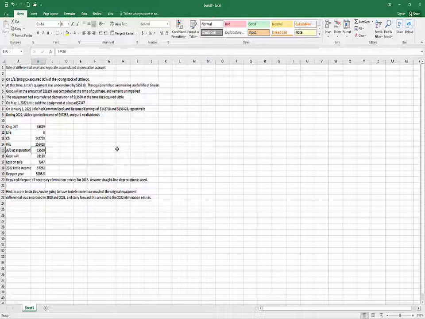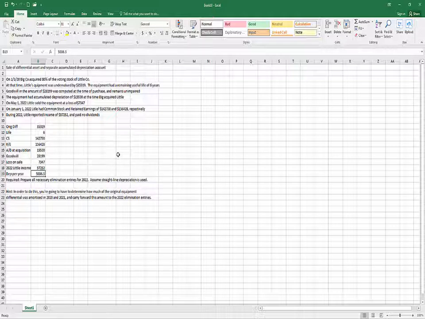And on May 1st, 2022, so 2 years and 4 months later, Little sold the equipment at a loss of $73.47 even. On January 1st, 2022, Little had common stock and retained earnings of $142,750 and $156,428 respectively. During 2022, Little reported income of $57,252 and paid no dividends.